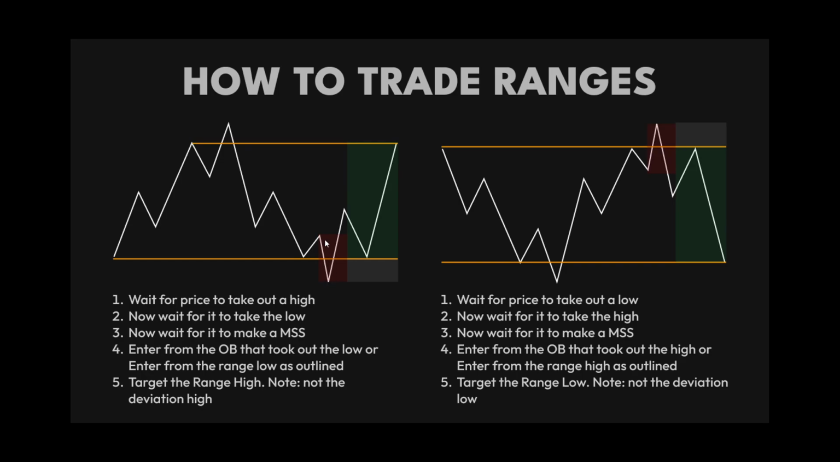All right, and then for a confirmed market structure shift, you need a close above this high, and for this low, there must be a close below it, right? Then for entry, you can enter from this order block that is going to be formed here, or you can enter from this range low here, and your stop is always going to be below the deviation low or above the deviation high, and your targets are always going to be the range highs and the range lows, and not the deviation highs and the deviation lows. So yeah, this is pretty much it. This is literally how simple it is.